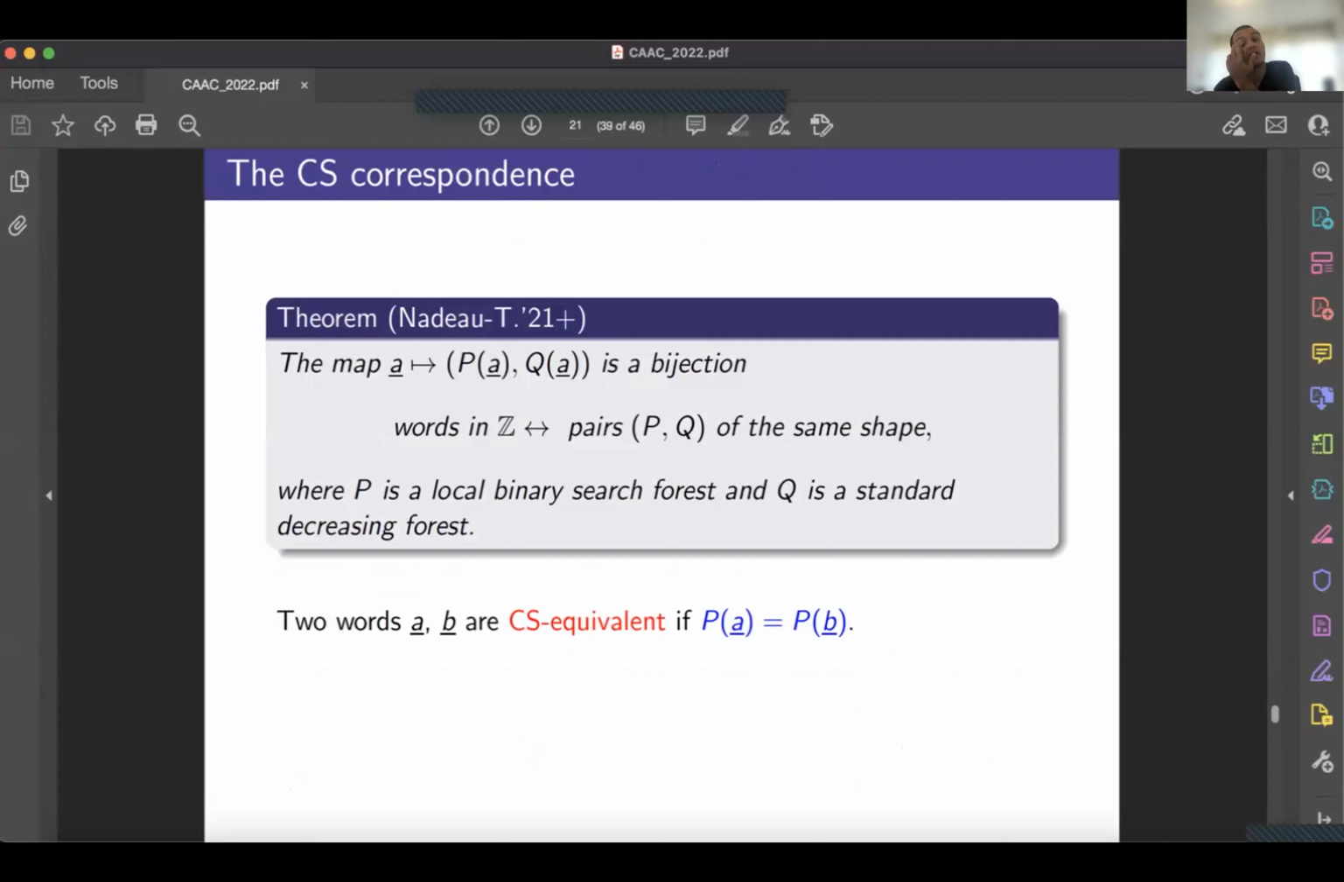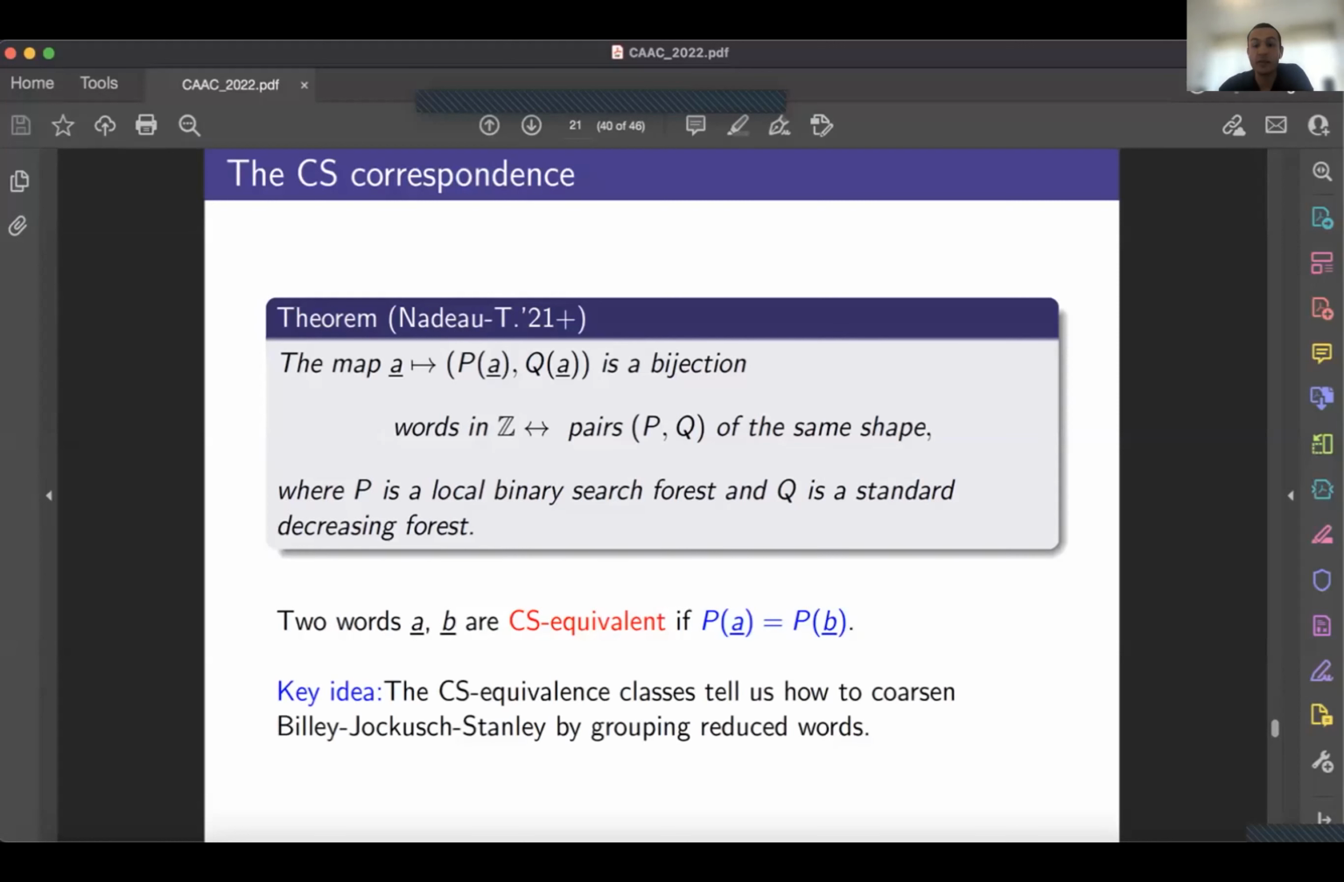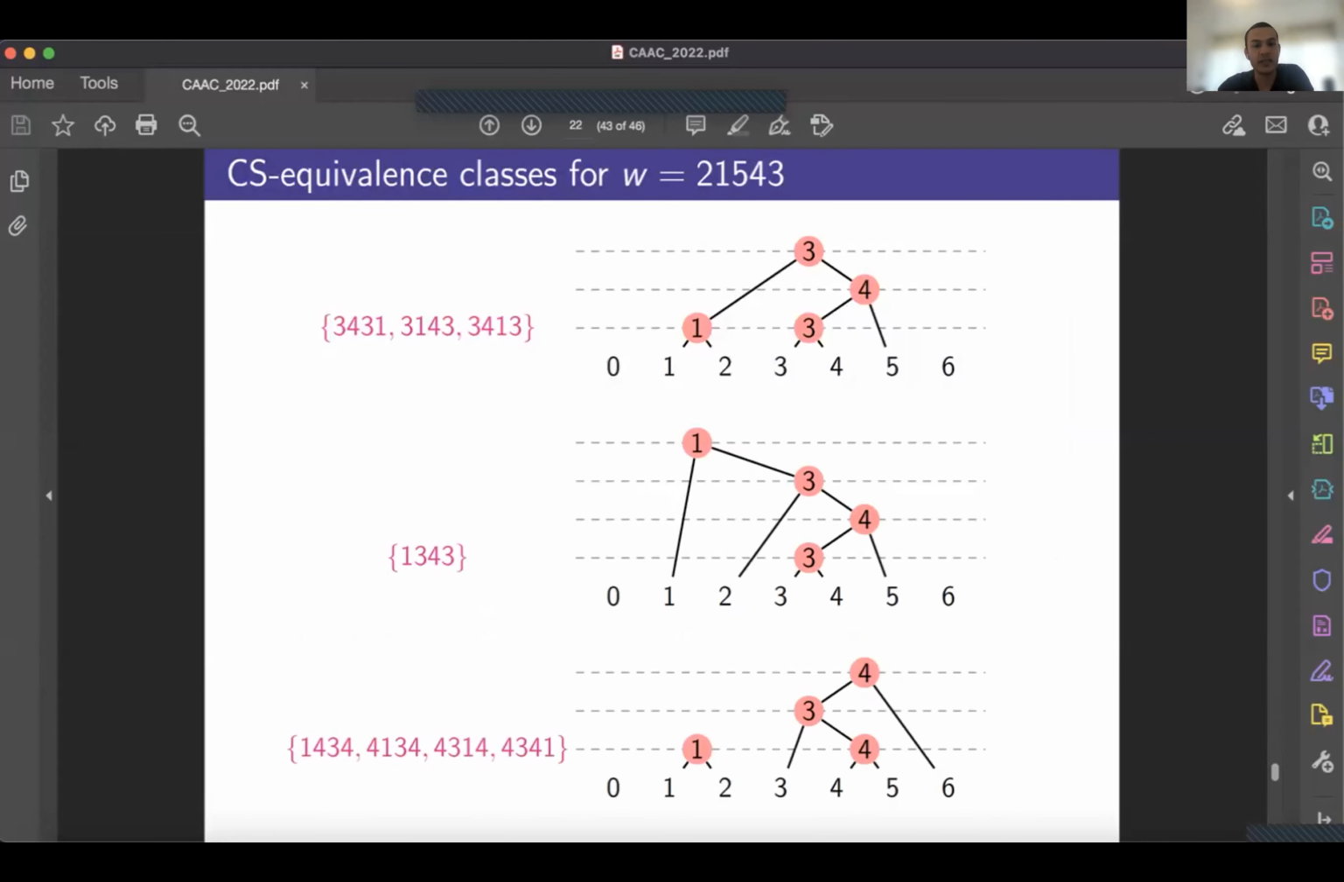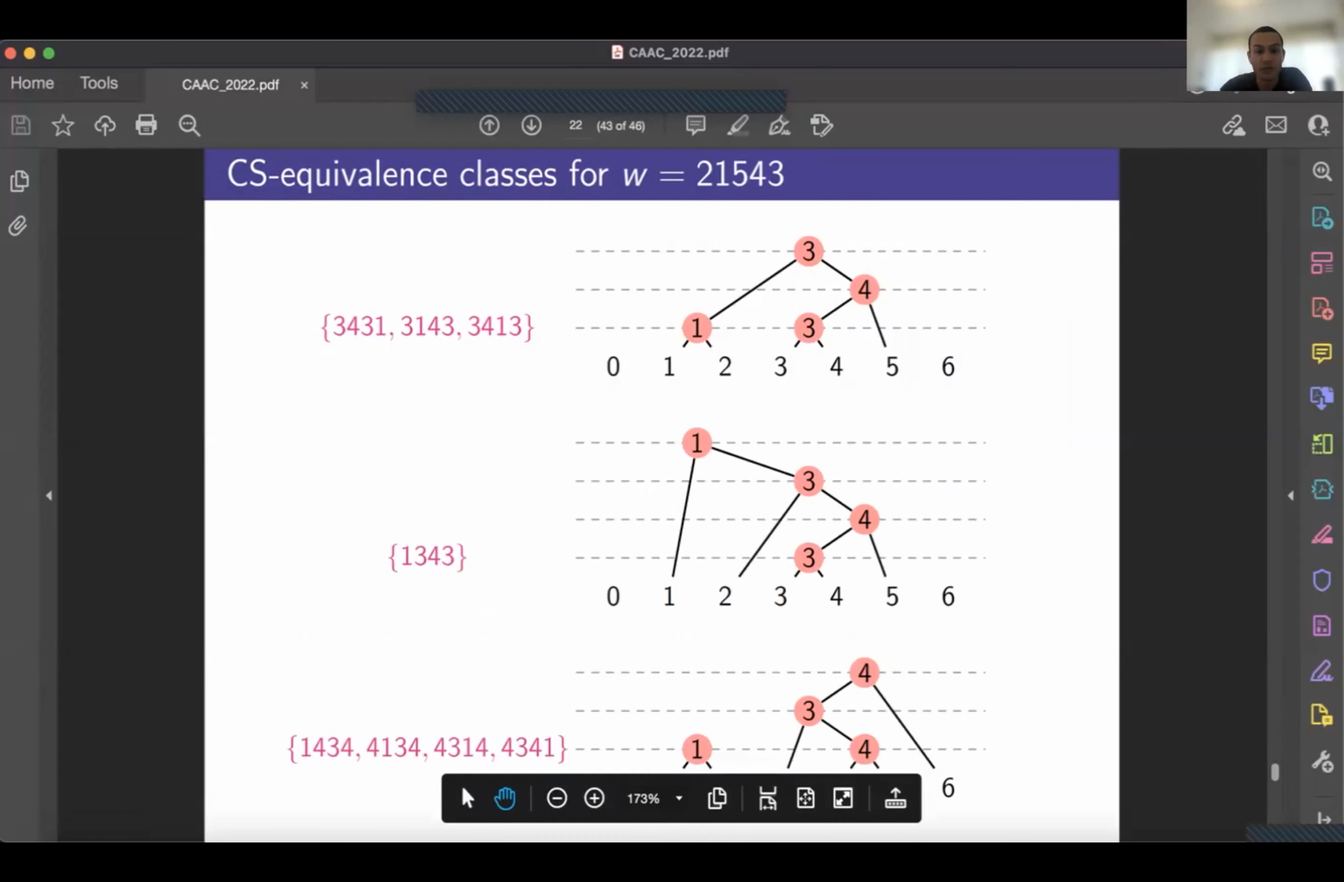Okay. And my correspondence is, I'm going to declare 2 words to be equal if the P symbols match. Essentially, the P symbols tell you how you can coarsen a known expansion of Schubert polynomials, which runs over reduced words. So here's the coarsening. In the interests of time, let me not dawdle. Yeah, so these 3 reduced words have this indexed forest, P symbol. This single reduced word has this. And here is a case where you actually get a forest with 2 components.